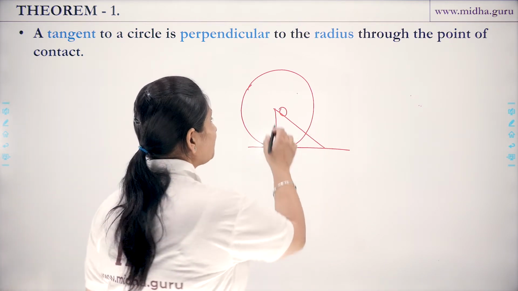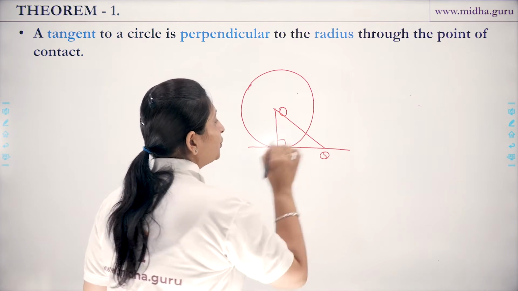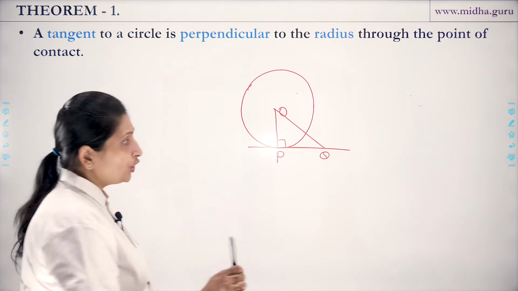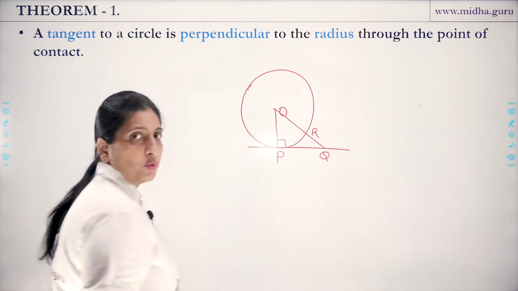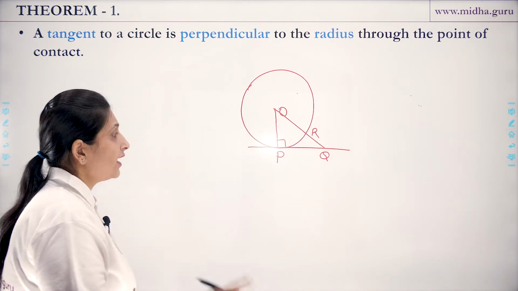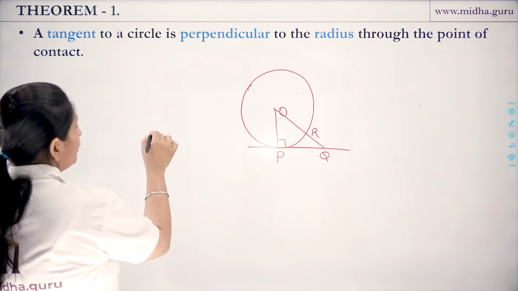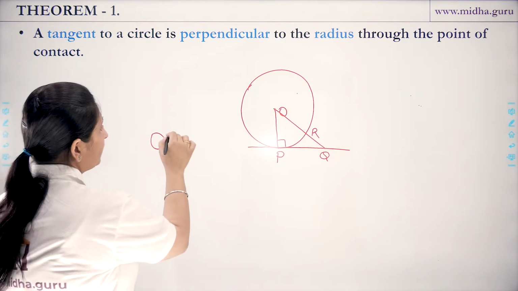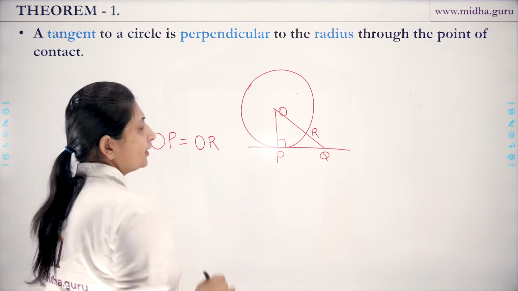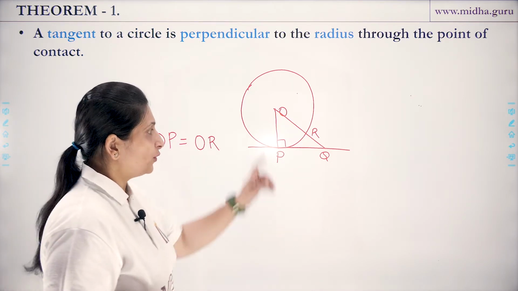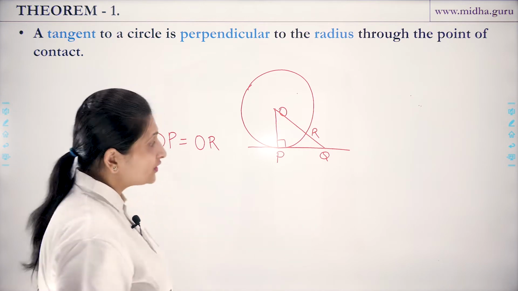So what we'll do, we'll take any other point Q on the tangent and let OQ intersect this circle at R. Suppose this is intersecting the circle at R. So we know from the figure that OP is equal to OR. Why? Because they are radii of the circle.